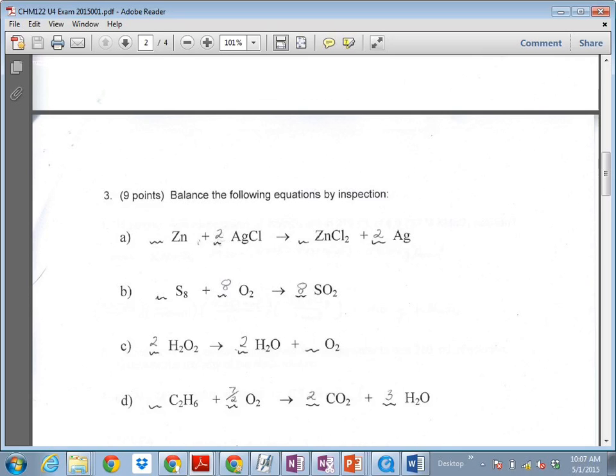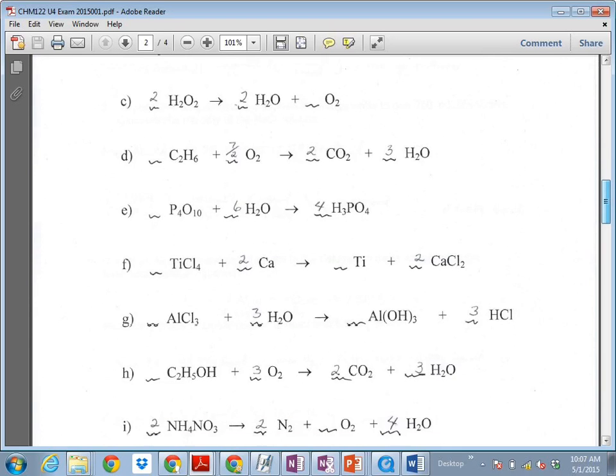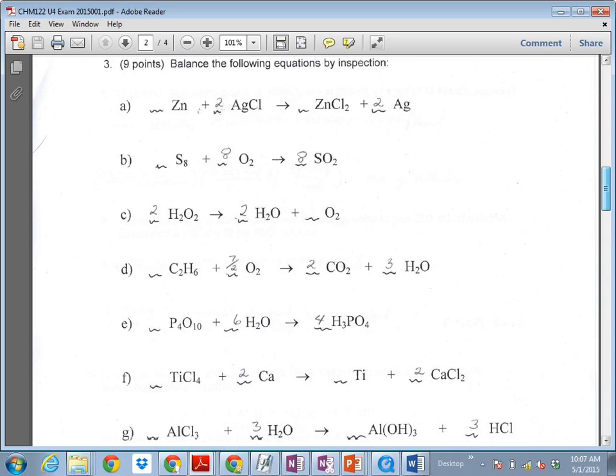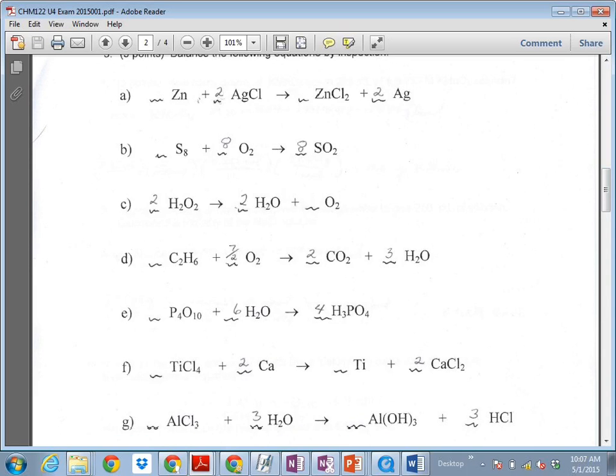Okay, then we go on to balancing equations. And I'm not going to go through each one of these. Really pretty good. Of course, the one that kind of threw people off was the D. So you can kind of take a look. It's not posted yet, but this answer key will be posted this afternoon under doc sharing. So D kind of threw people off.